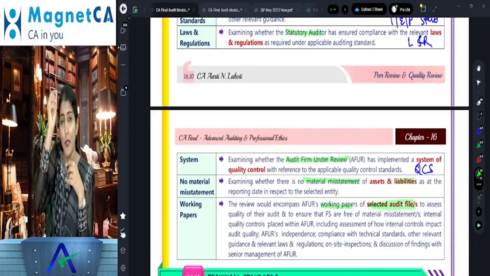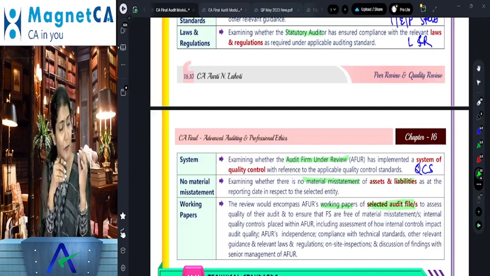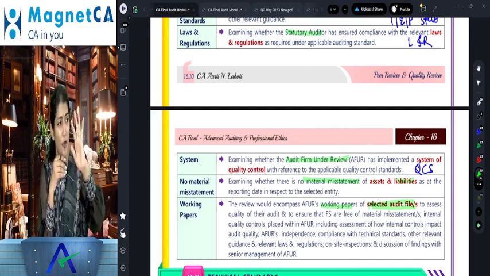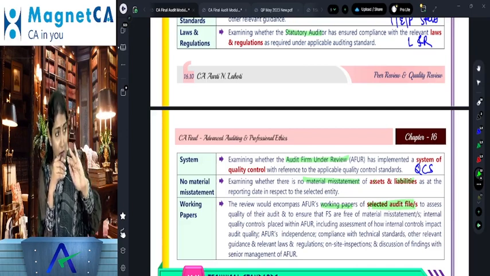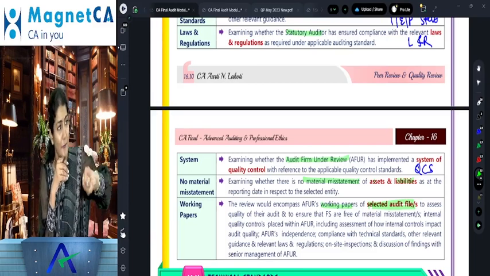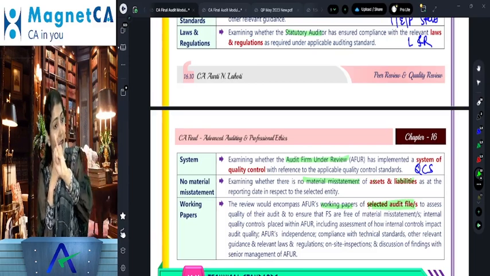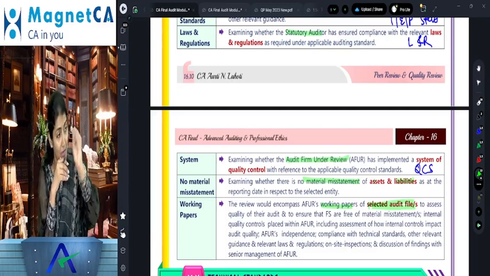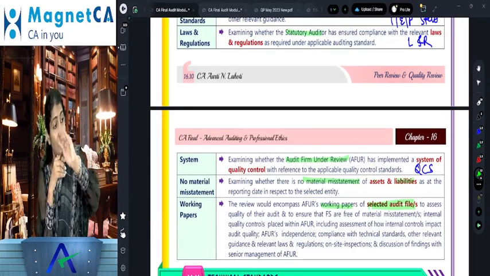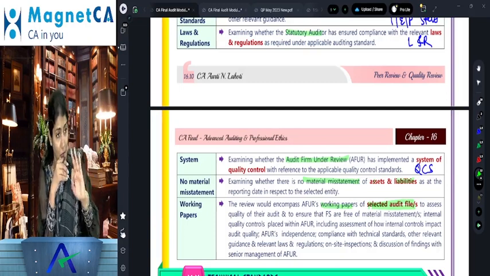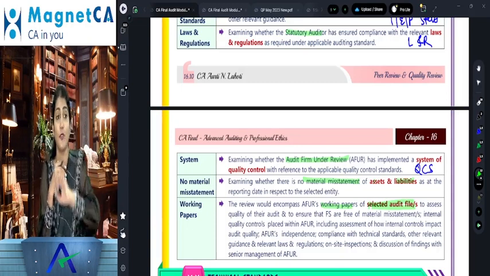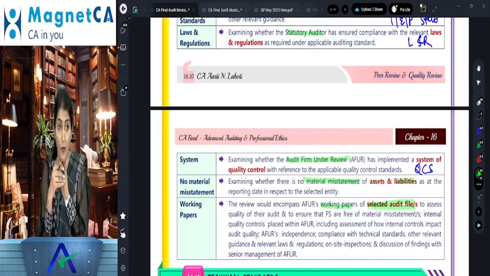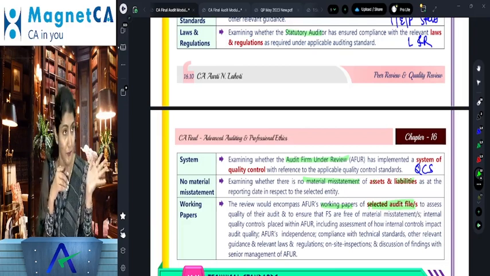First thing which has to hit your mind is what? Quality review means they talk about audit quality. When will there not be audit quality? When there are deficiencies and weaknesses. How will you come to know? By selecting a few audits. What will you check for those selected audits? Compliance with the technical, ethical and the professional standards. You will check the compliance with the laws and regulations. Also the implementation of the system of the quality control. That there is no material misstatement of the assets and liabilities. And again for that you need to check the working papers. Question not asked so far: scope and objective of the quality review. Right, scope and objective of the quality review.